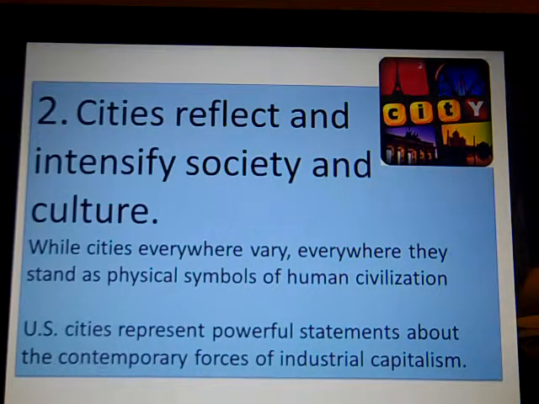Also, the second theme that we'll return to again and again: cities reflect and intensify society and culture. We talked about this point a little bit on Tuesday night. While cities do vary everywhere you look, everywhere they stand as physical symbols of human civilization. Everything is magnified and intensified in cities, and you're going to see this and hopefully start to understand this as we go through the course. United States cities especially represent powerful statements about contemporary forces of industrial capitalism.